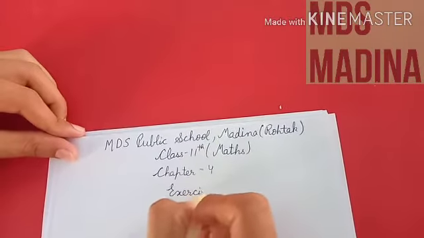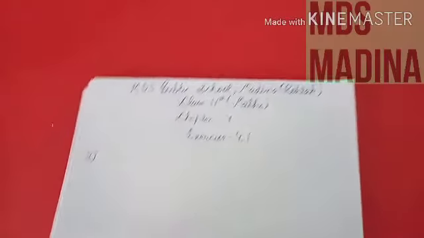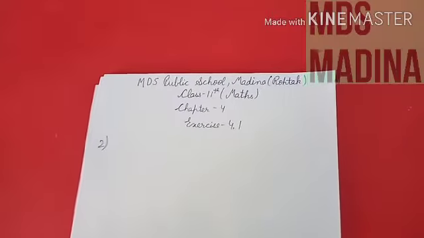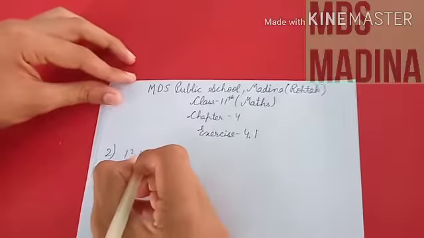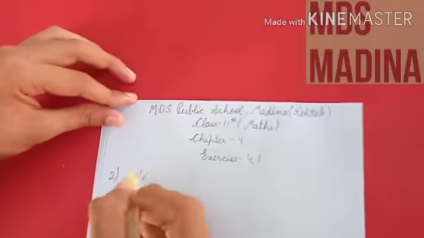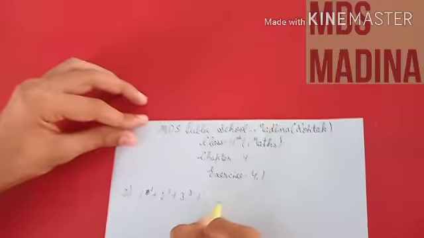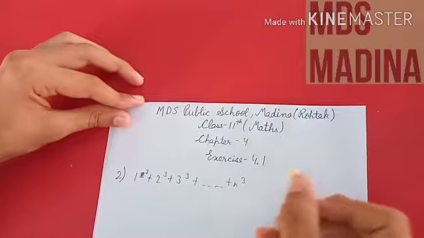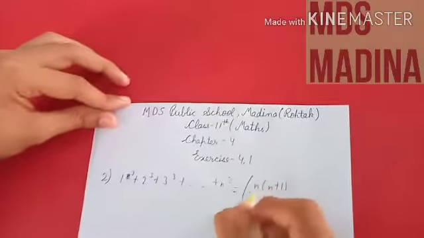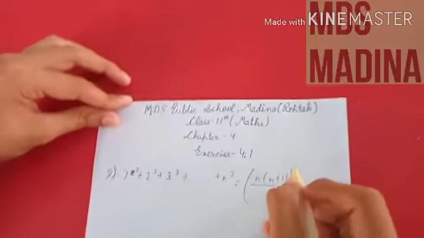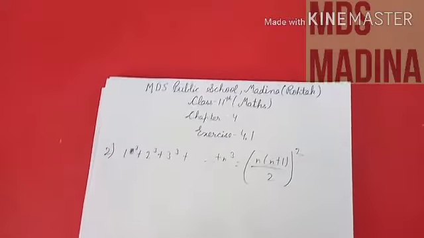Exercise 4.1. Second question we are solving first of all. So the second question they have given us is 1 cube plus 2 cube plus 3 cube in this way n cube. This we have to prove equal to n into n plus 1 divided by 2 whole square. By which method? By principle of mathematical induction.